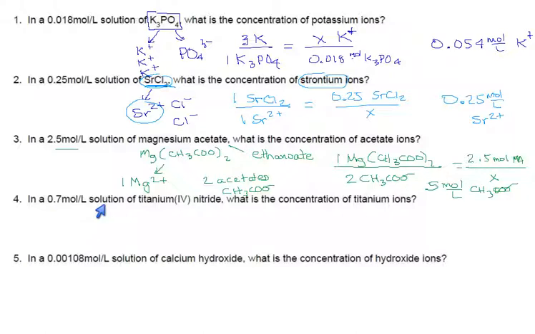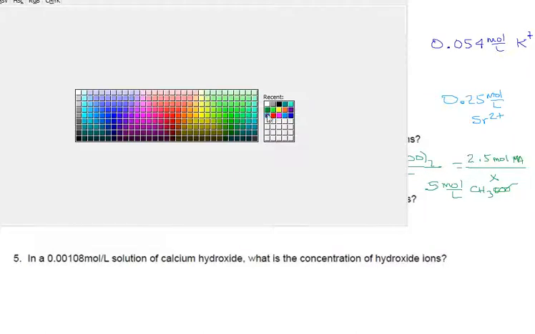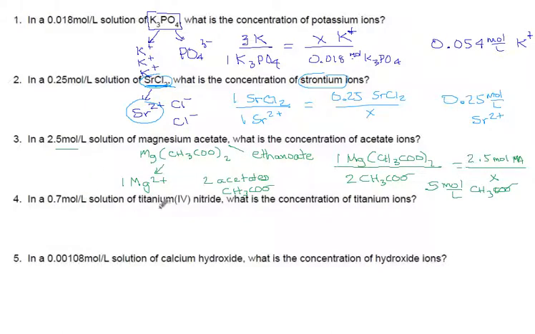In a 0.7 mole per liter solution of titanium 4 nitride. All right, well, titanium 4 is Ti4 plus. Nitride is N3 minus. Ooh, this thing's going to be a little wild. We need to find a number we can make using 3s and 4s, and the first number like that is 12, which means we need 3 titanium. That gives us plus 12. And 4 nitrogen. Ti3N4 is the compound.